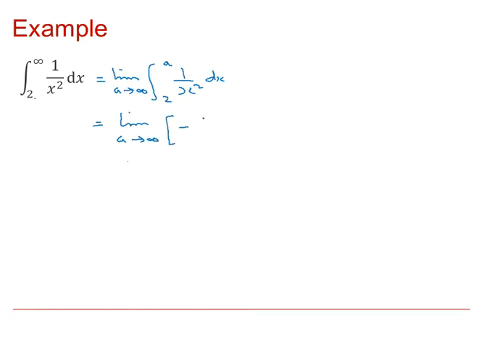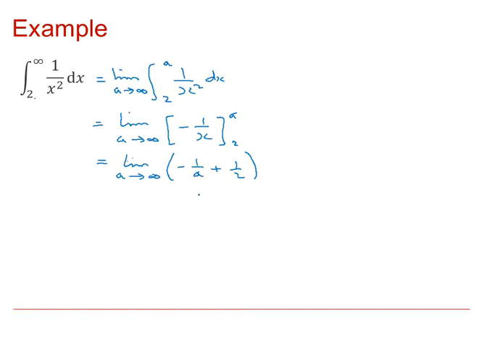of minus 1 over x, having integrated there from 2 to a, which is the limit as a tends to infinity. I'm now subbing in the top and the bottom limit. So subbing in the top limit a is minus 1 over a minus 1 over 2.